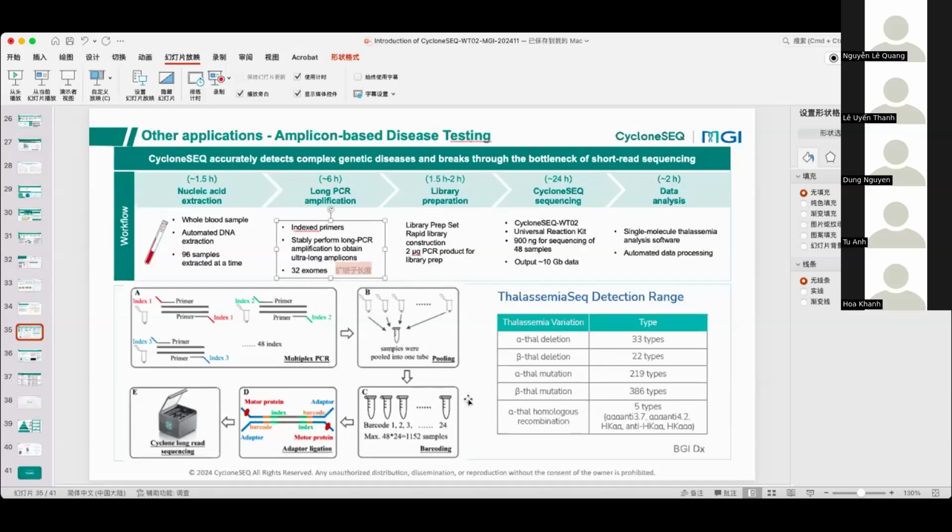And then you also mentioned DNA methylation calling using the CycloneSEQ technology. I want to know how accurate the calling from the long read is compared to bisulfite conversion sequencing. Are they highly correlated, or how much correlated is it between CycloneSEQ and bisulfite whole genome sequencing?